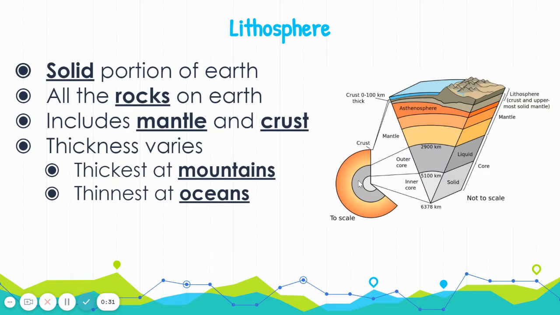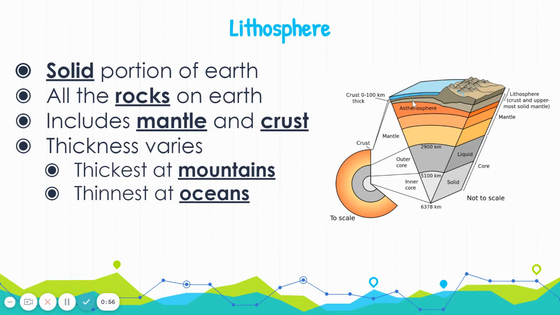The lithosphere is the solid portion of the Earth. So it includes all of the rocks and all of the soil that is on Earth. It's going to include the upper part of the mantle as well as the crust. We talked about that last unit. A top portion of the mantle is called the asthenosphere. It's going to include the most solid upper portion of the mantle as well as the crust.